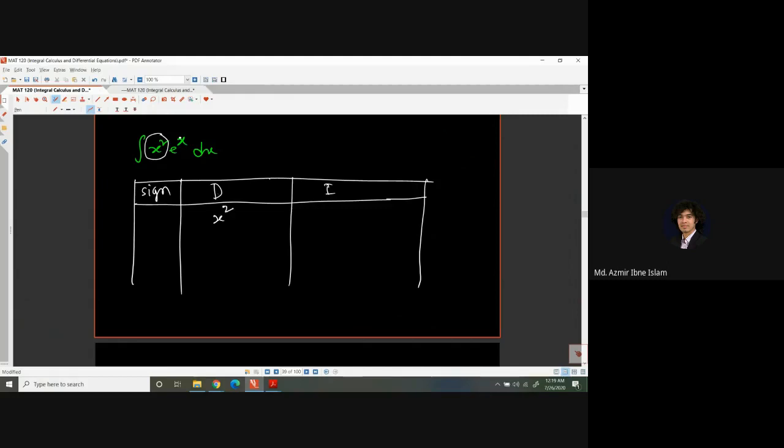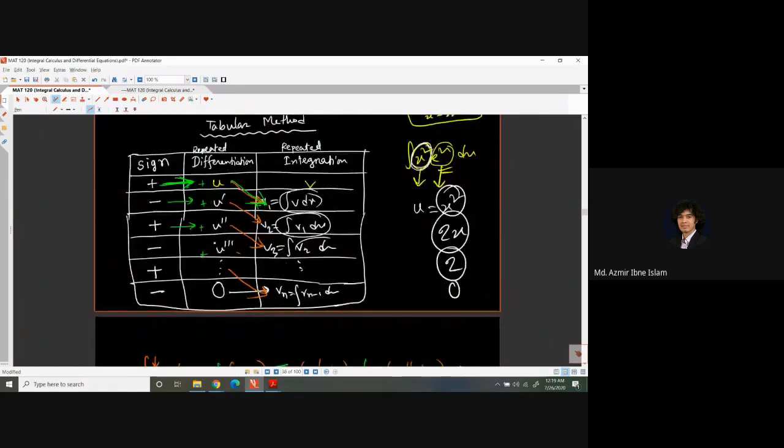Okay, in the differentiation column we have to place x squared, and the other part, e to the power x, will be in the integration column. The first part will start with sign plus. So now we have to just recall the theoretical part: differentiate this part again, and the same process will be applied here, and for this one we have to integrate again. This is called the repeated differentiation column, this is called the repeated integration column, and the process will be continued until we get 0.